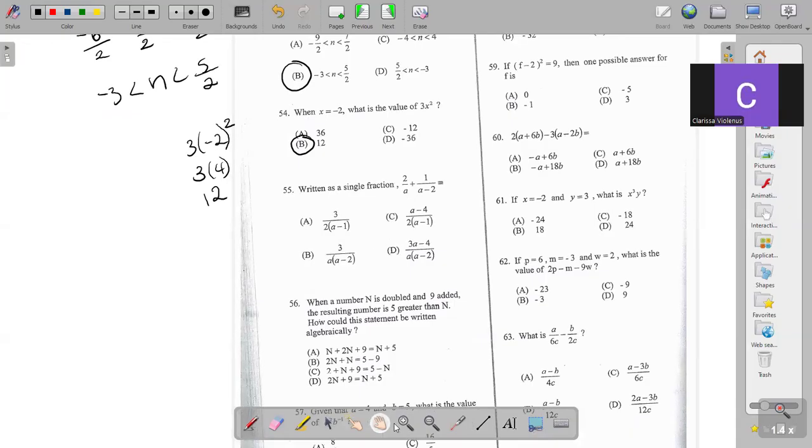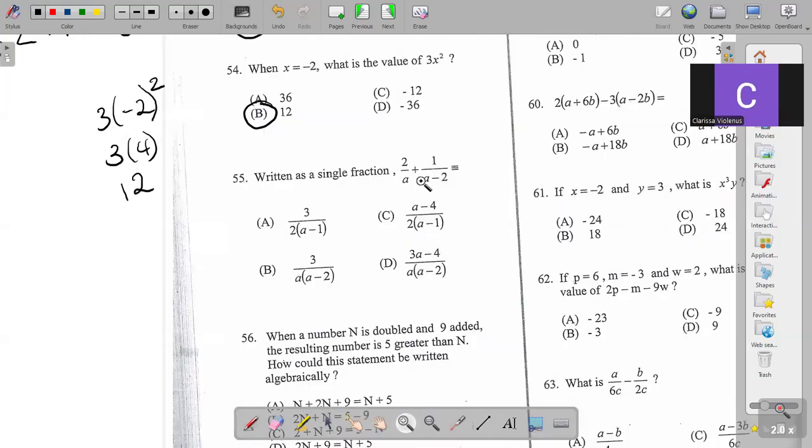Now, next one. You know that the denominators here are different. Even though both of them have an A, they are not multiples of each other. Remember, they have to be a multiple of each other for it to be the LCM. So the LCM of A and A minus 2 is A times A minus 2.